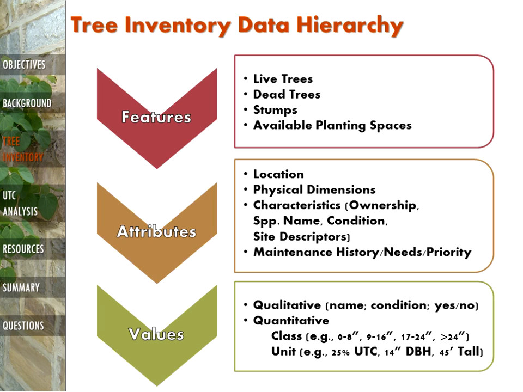The attributes are the characteristics of those features. So this would include things such as the location of a feature, what its physical dimensions are, what its characteristics are, and then finally when we're talking about tree management, what is the history of maintenance, the needs for future maintenance, and what is the relative priority of those maintenance needs. And then finally, each one of these attributes has some corresponding values. So these can be either qualitative or quantitative. So for example, when you identify a tree, you give it a qualitative value for its name.